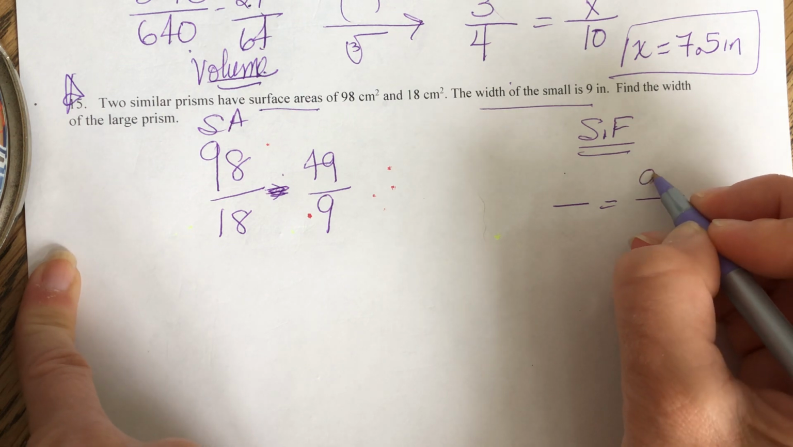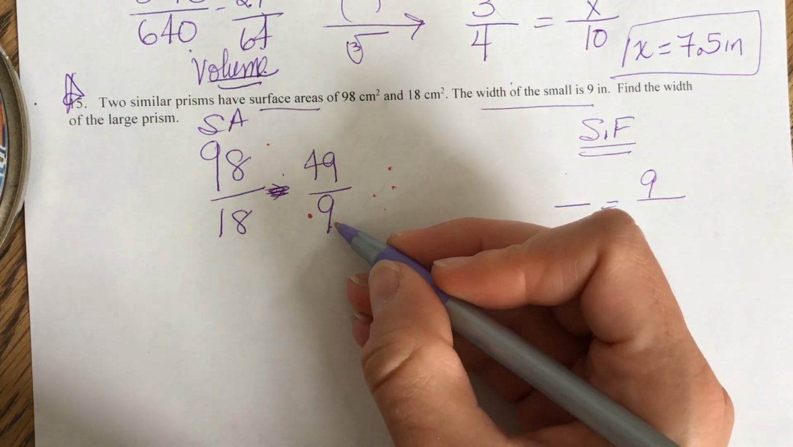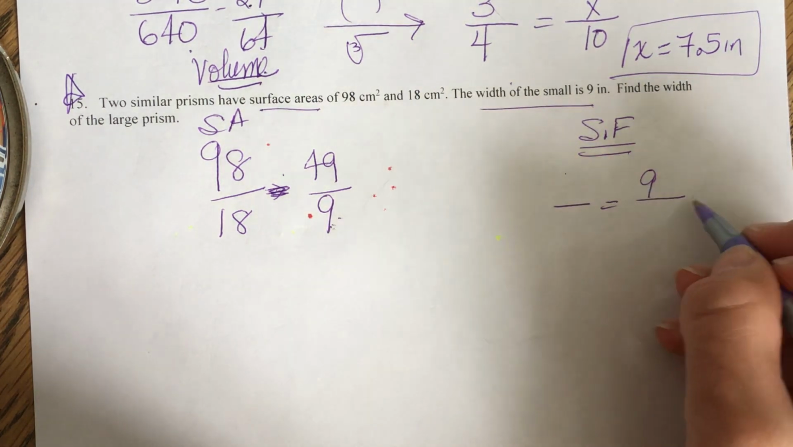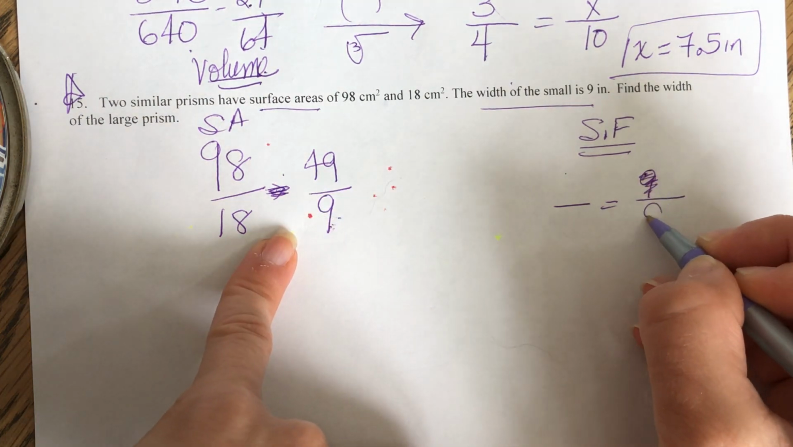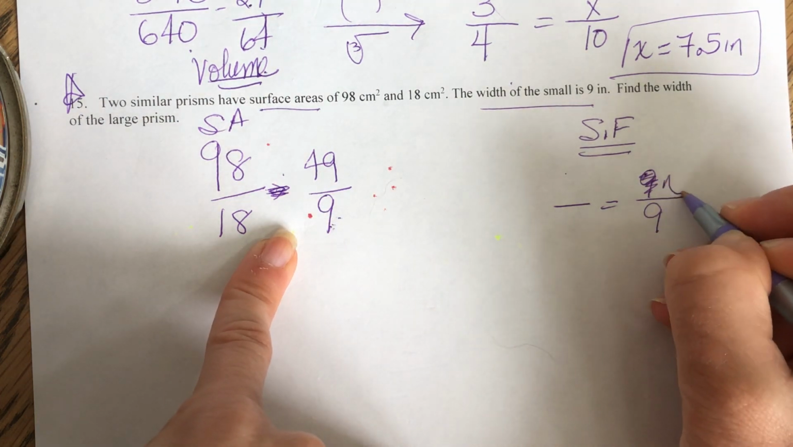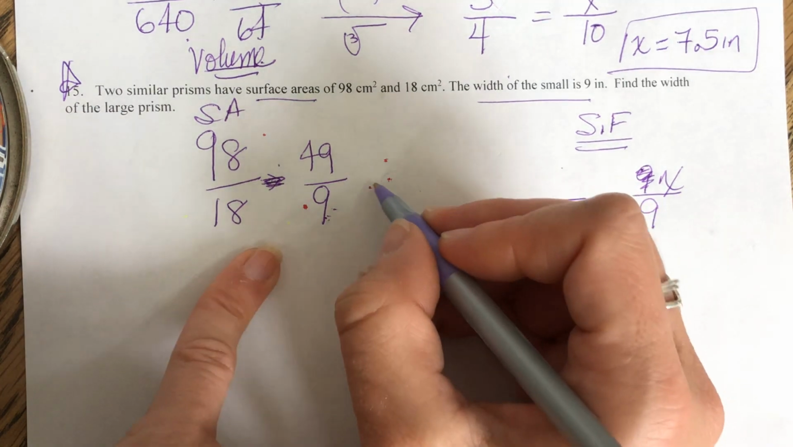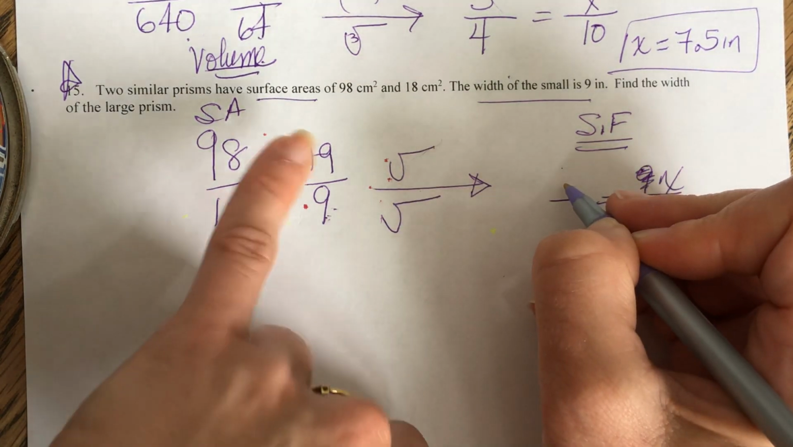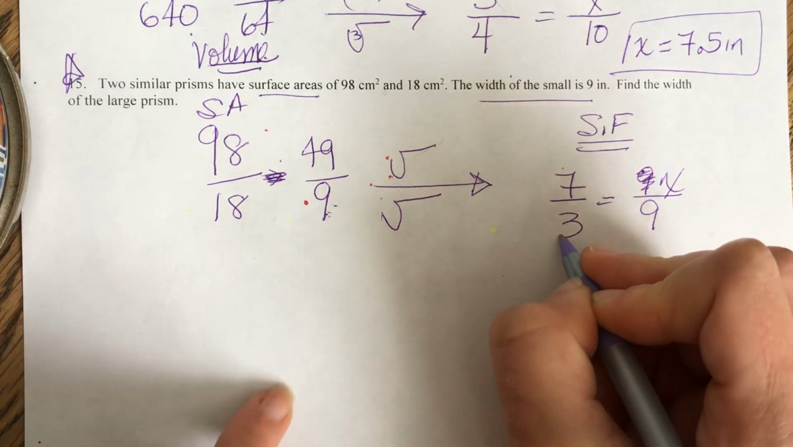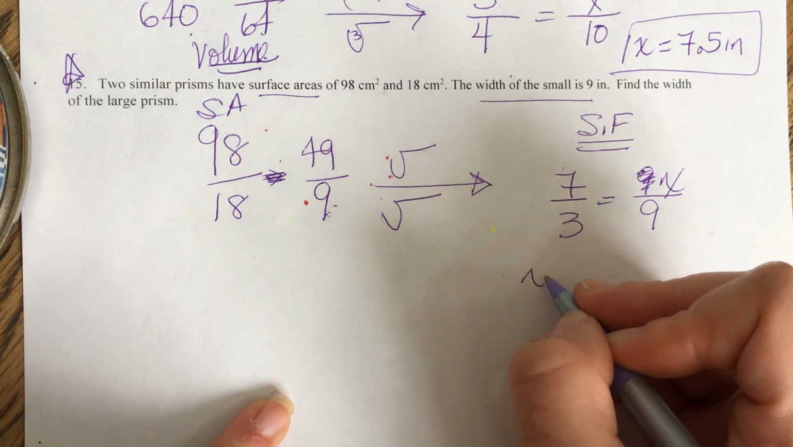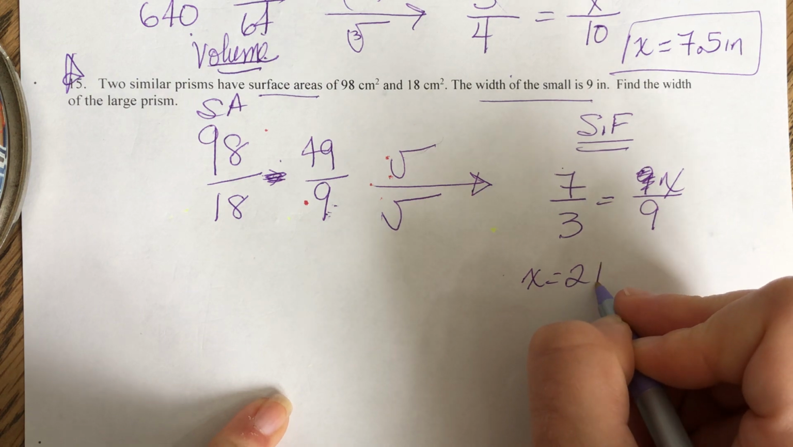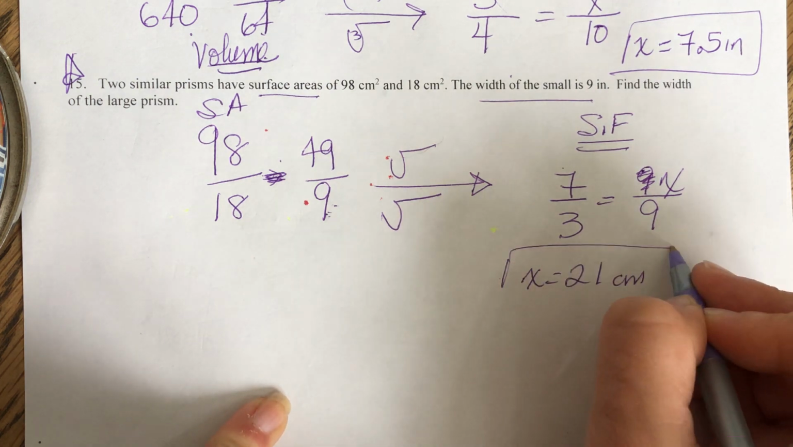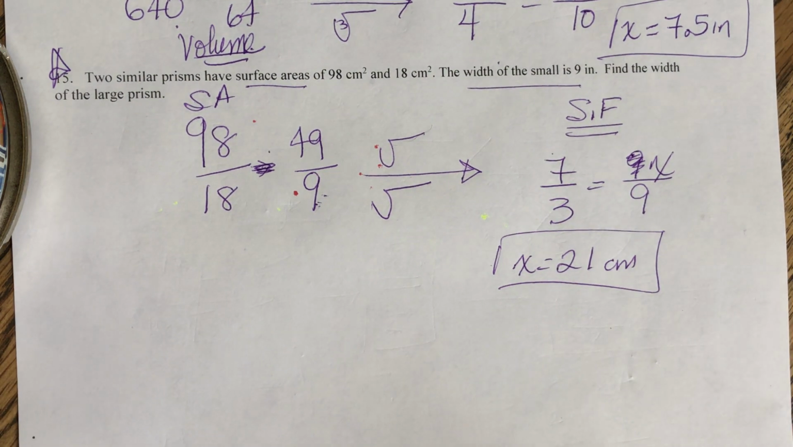The width of the small, well, I'm going to cross it off. Small's on the bottom. The width of the small is 9. Find the other, the large. Okay, so we want to get to scale factor, so we're going to square root: 7 over 3. Cross multiply, 21 centimeters. Okay, hopefully that was easy.